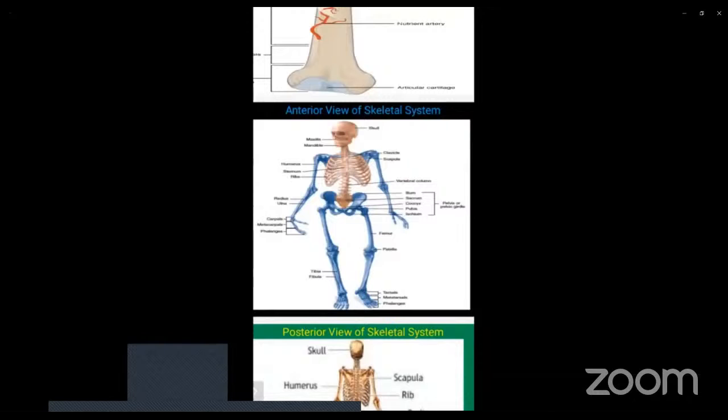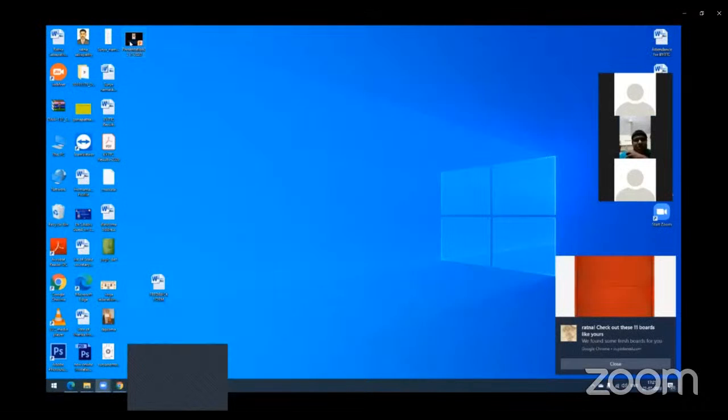Then you can see a blade structure bone, that is the scapula. If you keep your hand behind your shoulder, below the shoulder, on the backside of your shoulder, you can feel the blade structure, that is called the scapula bone. Then the humerus bone. The humerus bone is nothing but below the shoulder.